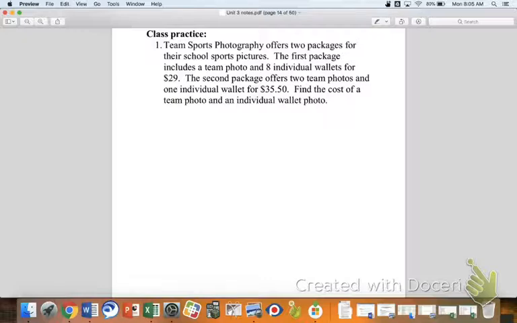I don't know. So, guys, here's what we're going to do. We're going to start to pick out the sentences. Now that we're going to try to figure this out, we're going to start picking out the sentences that have the information that we need. So, for instance, this very first sentence says, Team Sports Photography offers 2 packages for their school sports pictures. I honestly don't think that that's going to have much of anything to do with the mathematic process we're going to go through here. So I'm just going to cross that sentence out.